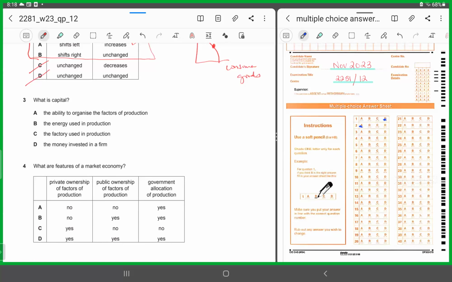Now, recalling the definition and looking at the responses, which one do you think is the correct option? The ability to organize the factors of production? No, that's entrepreneurship. You can easily chop it off, eliminate it. The energy used in production? No. The factory used in production? Exactly. The money invested in a firm? No, because the purchase of capital goods is known as investment. So the correct option is C.